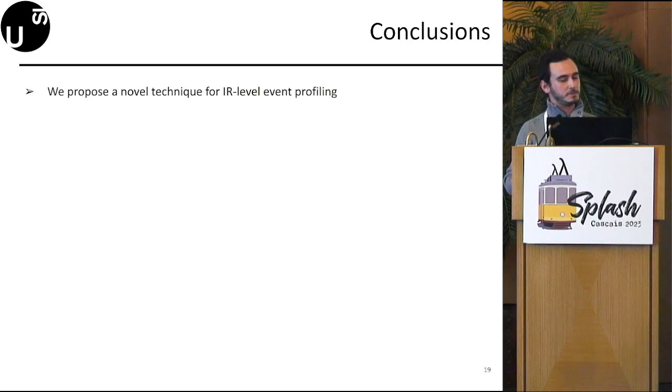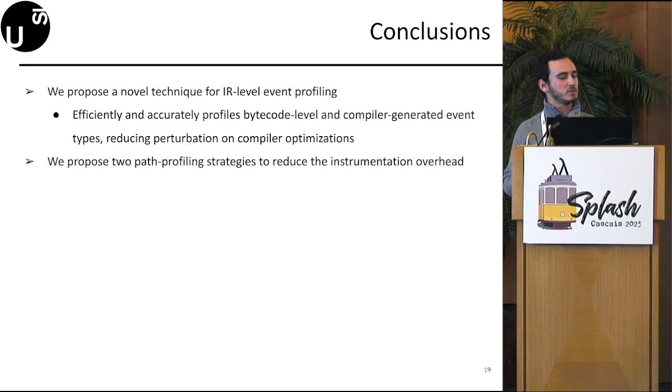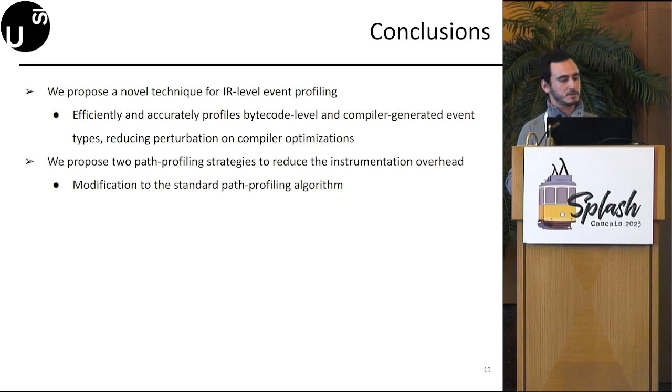To conclude, we propose a novel technique for event profiling. Our technique efficiently and accurately profiles bytecode level and compiler-generated event types, reducing perturbation on compiler optimizations. We propose two path profiling strategies to reduce instrumentation overhead. Moreover, we propose a modification to the standard path profiling algorithm that makes it applicable to modern JIT compilers.